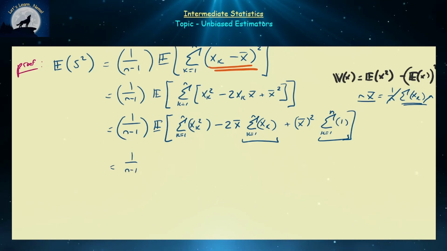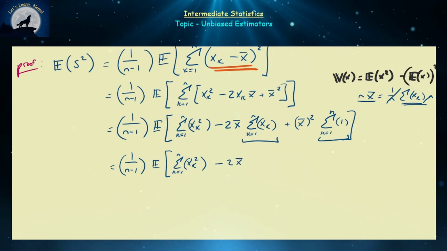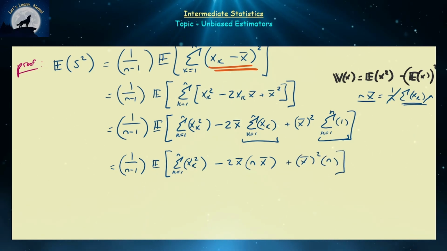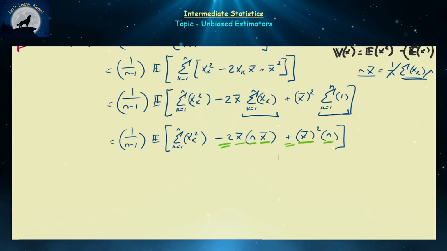So we're going to have 1 over n minus 1 times the expectation of the sum from k equal to 1 to n of xk squared. That's where our second moment comes into the picture. And then we're going to have minus 2x bar times the sum, which is n times x bar. And then we're going to have x bar squared times n. Notice here we have n x bar squared, n x bar squared in disguise, and we have minus 2 of them. So minus 2 plus 1 is going to be equal to minus 1.